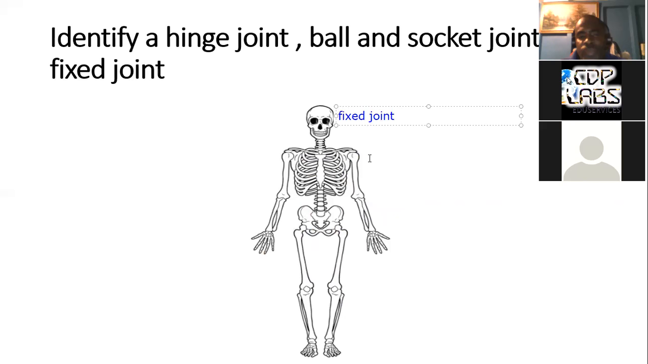By the way, what's the definition of a joint? Anybody can answer. A joint is where two or more bones meet. Okay, the definition of a joint is where two or more bones meet. That is it. But now, different types of joints.